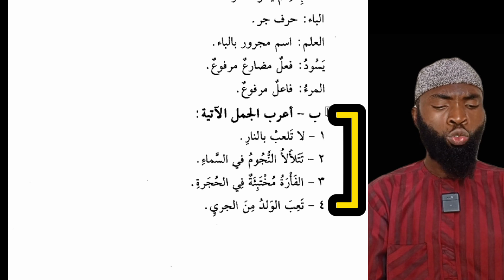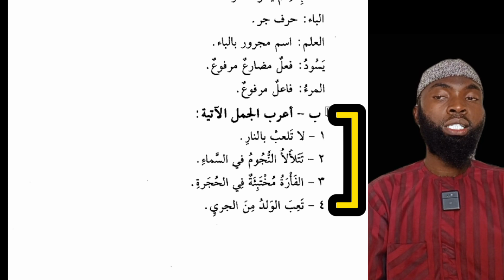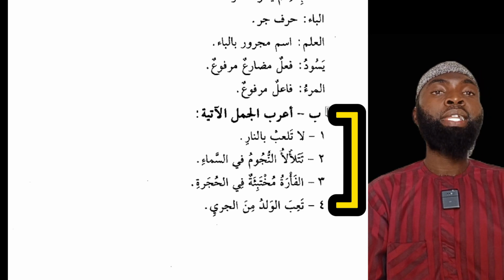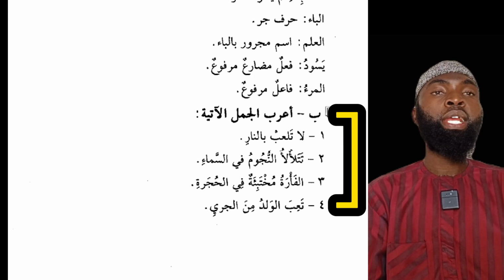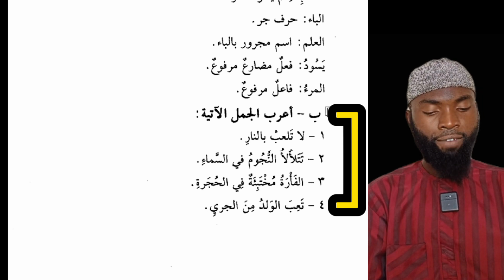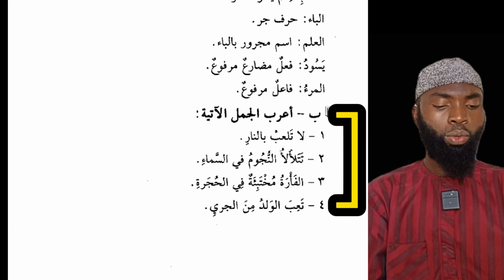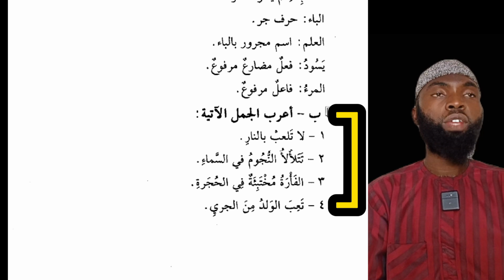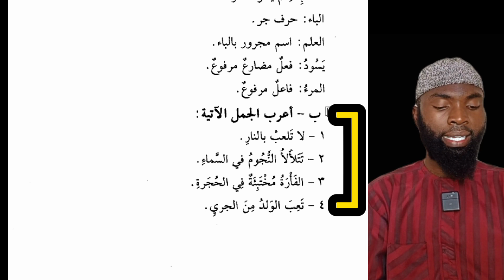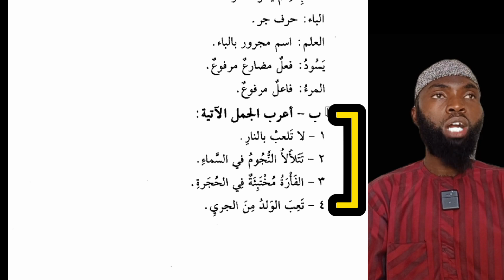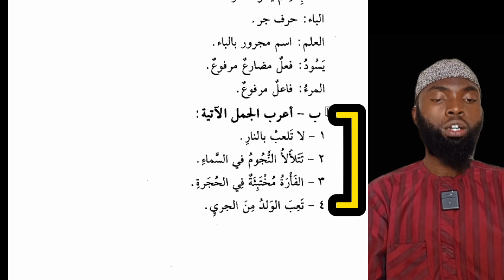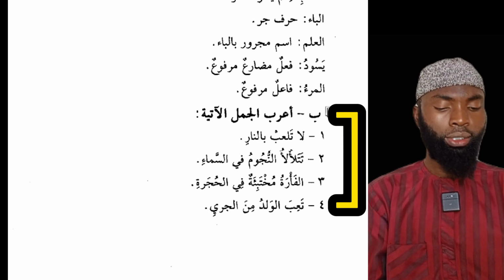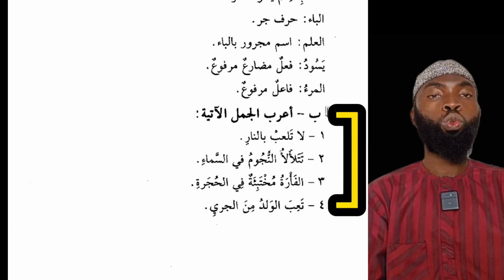Number two, we have tatala'la'u nujumu fis sama. The stars are shining in the sky. Tatala'la'u is fi'lun mudari'un marfu'un, and nujumu is fa'ilun marfu'un. Fi is harfu jarrin, and as-sama is ismun majrurun bi fi. Number three, we have al-fa'aratu mukhtabi'atun fil hujrati. The rat is hidden in the room. Al-fa'aratu is mubtada'un marfu'un. Mukhtabi'atun is khabarun marfu'un. Fi is harfu jarrin, and al-hujrati is ismun majrurun bi fi.